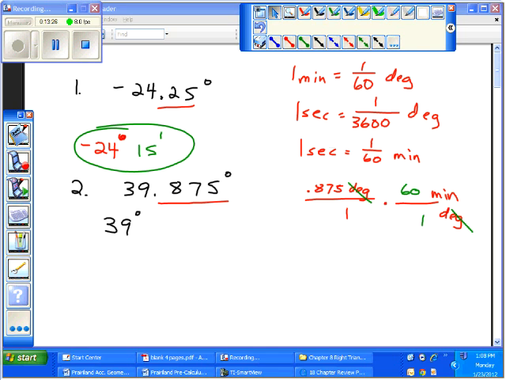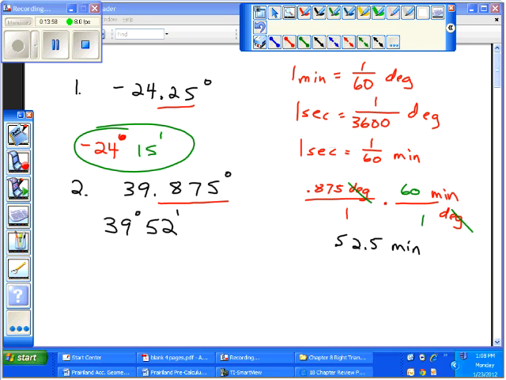Now, if we do that, and somebody do that for me, sometimes when I go to my calculator, it doesn't let my writing come back to the screen. So somebody do that for me right quick. 0.875 times 60, so we're going to get what? 52.5 minutes. Everybody see that? So what we have now is 39 degrees, 52 minutes, but we have some leftover minutes.